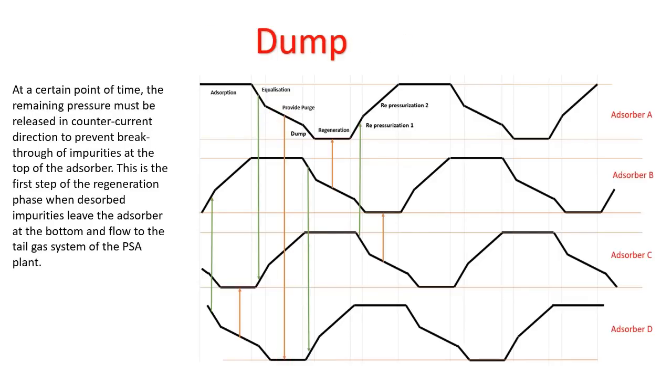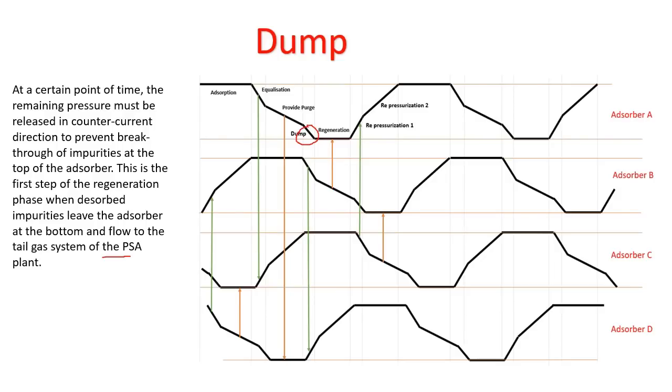At a certain point of time, the remaining pressure must be released in counter-current direction to prevent the breakthrough of impurities at the top of the adsorber. This is the first step of the regeneration phase, when the desorbed impurities leave the adsorber at the bottom and flow to the tail gas system of the PSA plant. Right? So here, as you can see, is the dump, and this dump goes to the tail gas. Because we are depressurizing, after a certain time, if we go on depressurizing, the impurities will break through and go into the pure hydrogen stream that we don't want. So impurities have to be dumped at a certain point of time. So this is the dump state.